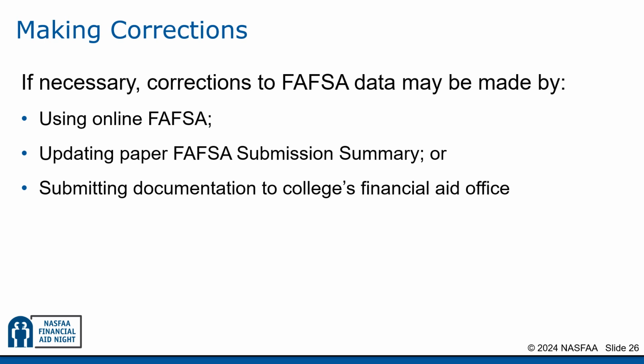If students need to make corrections to any information that they entered onto that FAFSA, corrections can be made by logging in with the FSA ID to get into that online FAFSA and start what's called Make a Correction to update that online form. Students can update paper FAFSA forms by sending an updated paper FAFSA submission summary to the documented address for studentaid.gov, or students can submit documentation to individual colleges' financial aid offices if there's any documentation they need to make any changes on their end at the school.